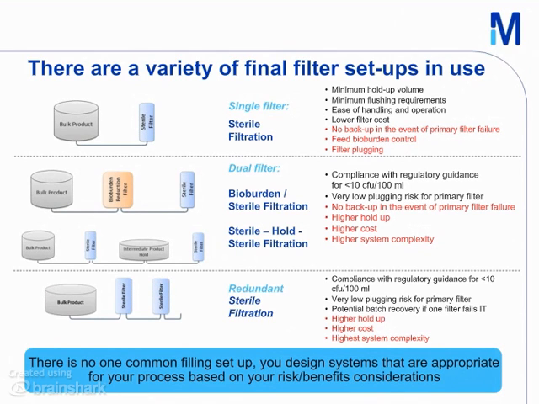The third option is true redundant filtration, where either filter is expected to provide sterile filtrate. The system has the advantage of dual-stage systems for bioburden control and plugging mitigation, plus the potential for batch recovery in the unlikely event the primary filter fails post-use integrity testing. Hold-up losses and filter costs are higher than single-stage, and system complexity is higher than dual-stage, as it will be critical to maintain sterility between the two filters.